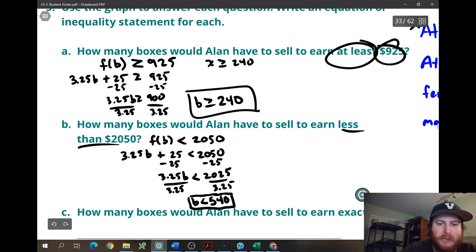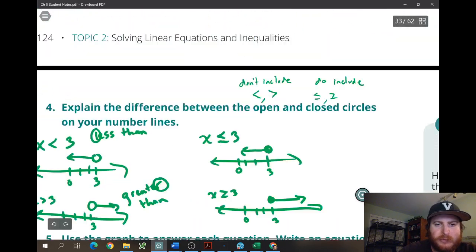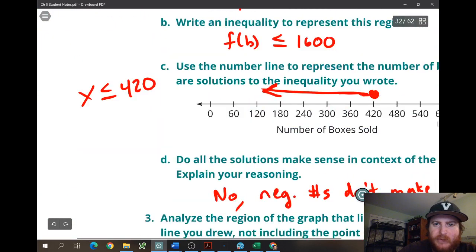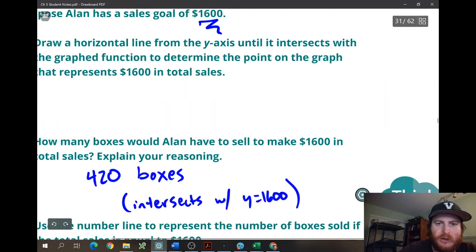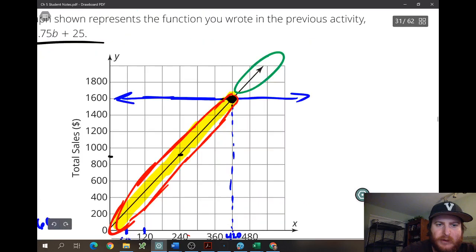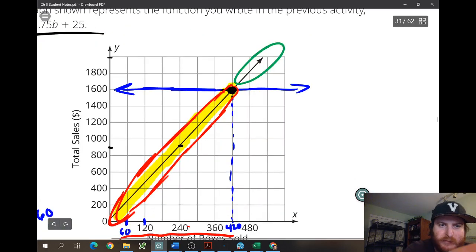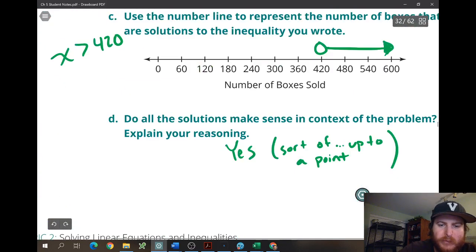Looking back at the graph, 2,050 would be up here a little bit, past 2,000. And yeah, it makes sense, 540 would be here. It looks like it'll probably pass through there. So we couldn't have totally done it on the graph, but it looks like that makes sense, and we did our work, so that is the right answer. Okay, and then one more of these.